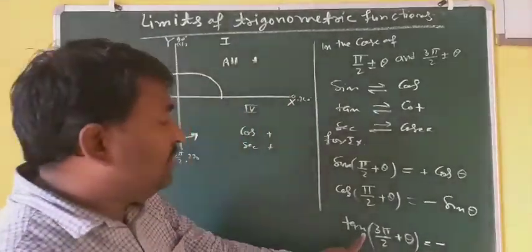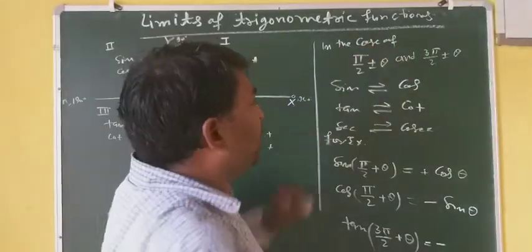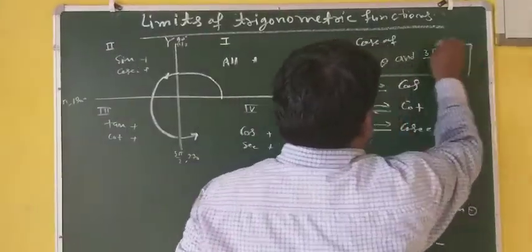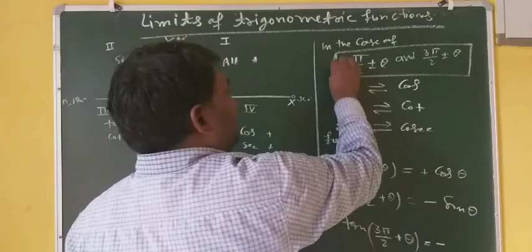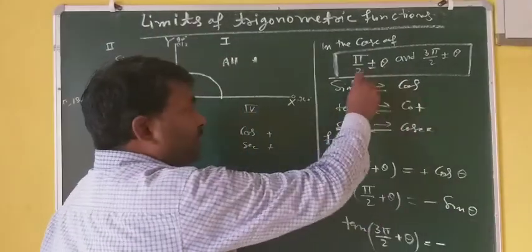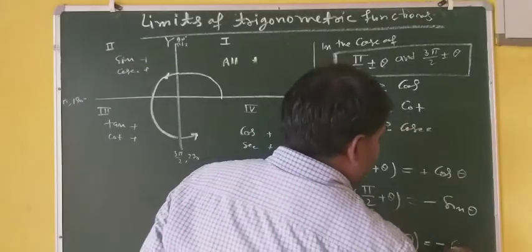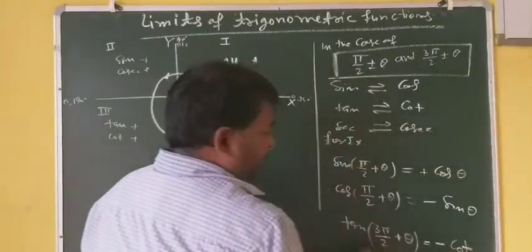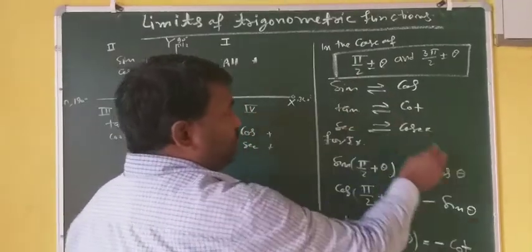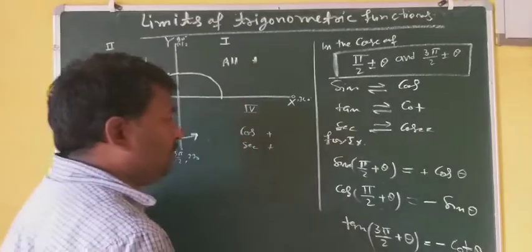Now tan will change. Why? Only in this situation; you have to learn this. These are the conditions in which trigonometric ratios will change. Very important for this exercise. So tan will change into cot. Therefore minus cot, and now leaving 3 pi by 2 or pi by 2, whatever, only theta will come. So it is theta. Alright.